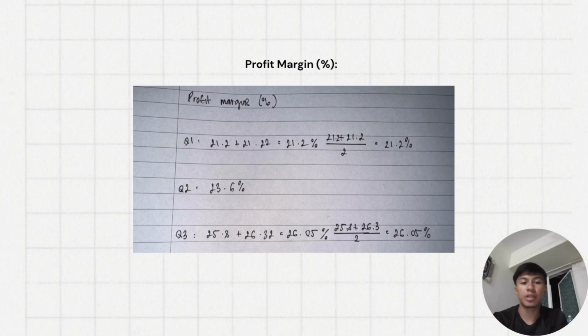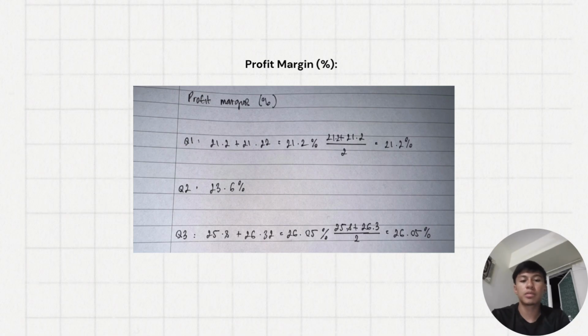For Q2, the median is at position 15, so the value at position 15 in the sorted list is 23.6%. And then for Q3, we average the 22nd and 23rd values: Q3 equals (25.8 plus 26.3) divided by 2, equal to 26.05%.